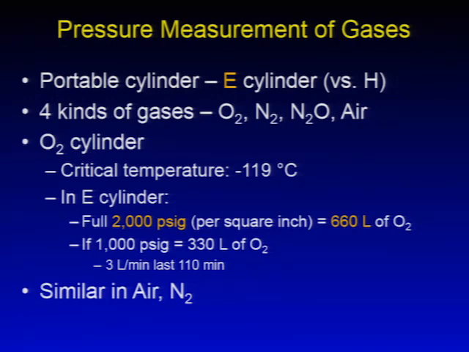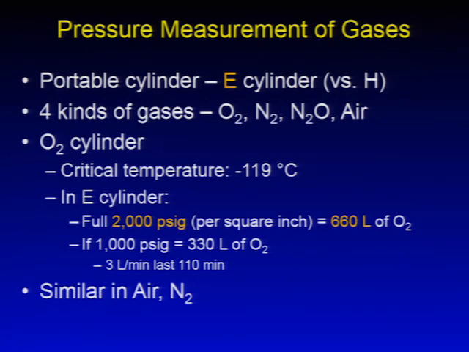So, pressure measurement of gases. As you know, we have a portable cylinder, which is called the E cylinder, and then we have a hospital-type largest cylinder called the H cylinder. Normally we use four kinds of gases: oxygen, nitrogen, nitrous oxide, and also air. Let's focus on the O2 cylinder. Oxygen has a critical temperature of minus 119 Celsius. I'm going to explain what the critical temperature is.